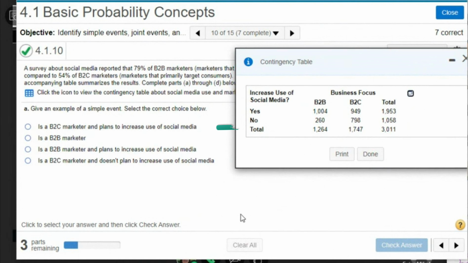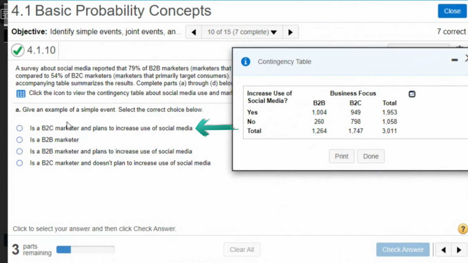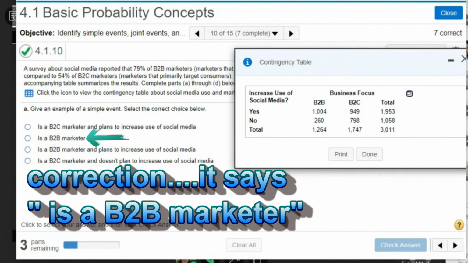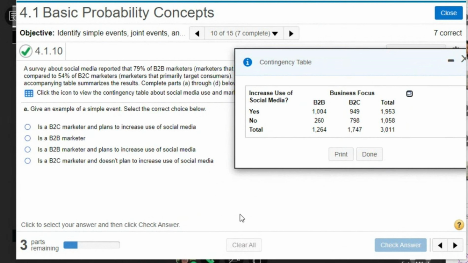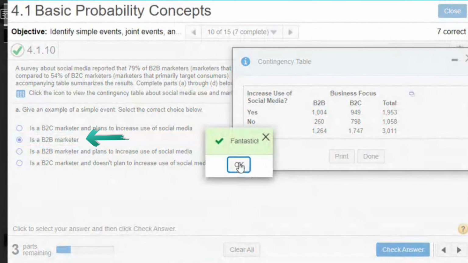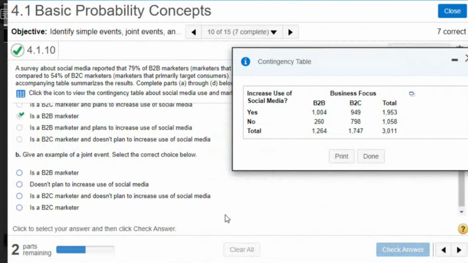The first choice is a B2C marketer and plans to increase use of social media. So that's a joint event, right? Because that is B2C and plans to increase, so two characteristics. The next choice is a B2C marketer. Well, there's no "and" there, so that's a simple event. The next two choices also have an "and", so the only one here that is a simple event is this one. Fantastic.